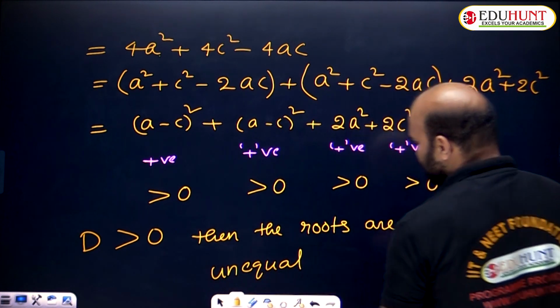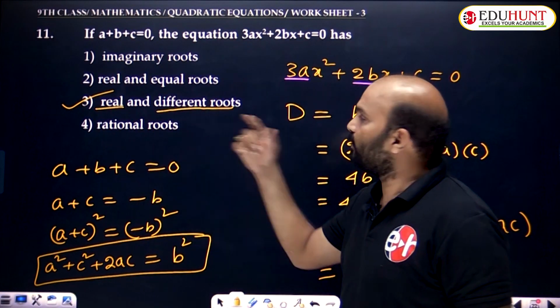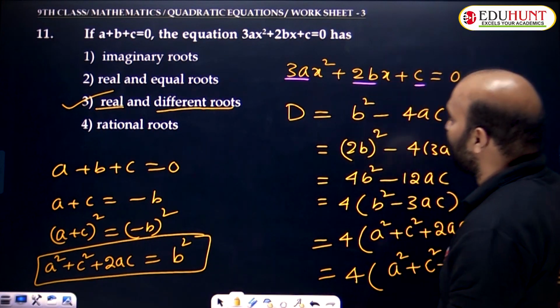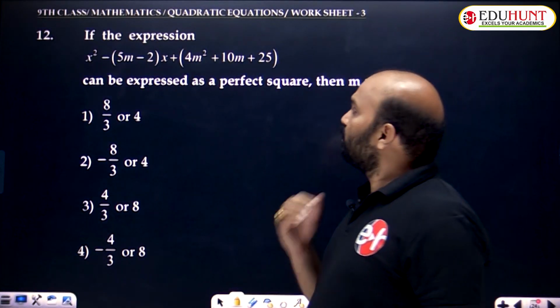Unequal means distinct. Am I clear? So which option is the right answer? Real and different roots. Different is nothing but unequal. Am I clear? Option 3 is the right answer. So let's go to question number 12.